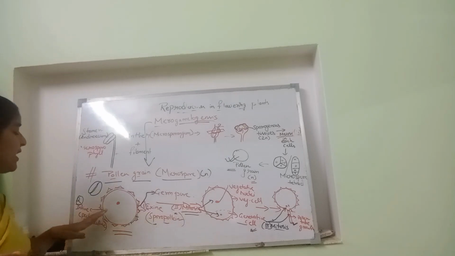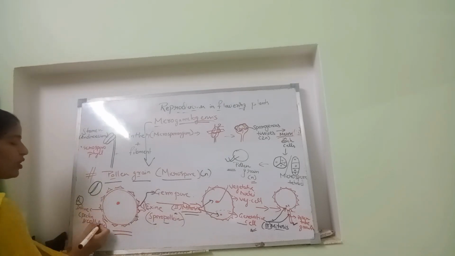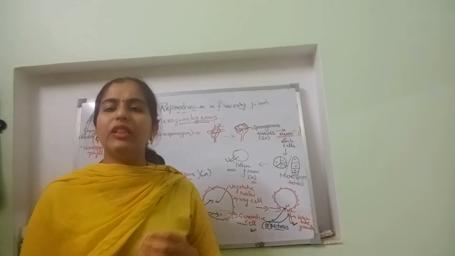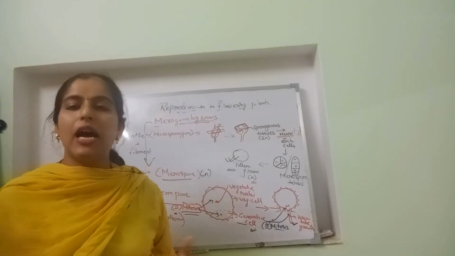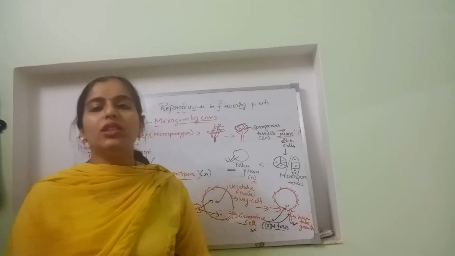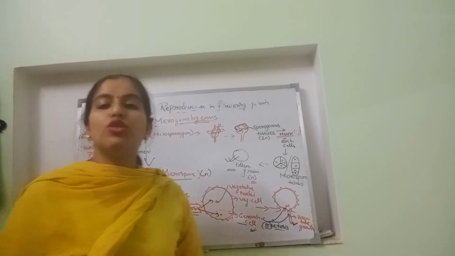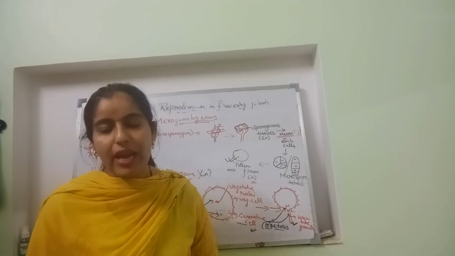Then you can see there is an intine, a pectin and cellulosic layer. It is comparatively flexible, a comparatively thin layer and not as hard as sporopollenin, and it cannot survive for generations. This pollen grain is also responsible for many pollen allergies.